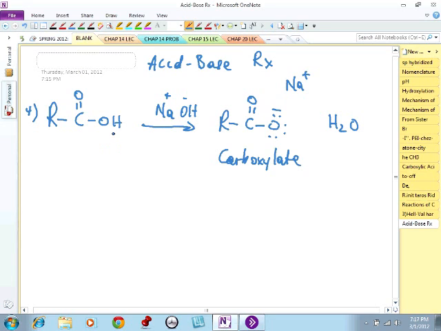Now the acidity of any given molecule depends on the stability of what we call the conjugate base. So this here we refer to as the conjugate base, and therefore this is the conjugate acid.